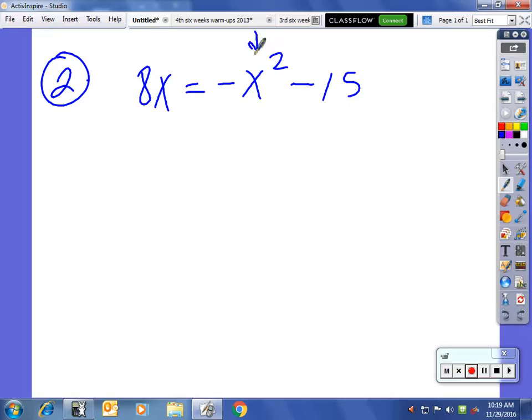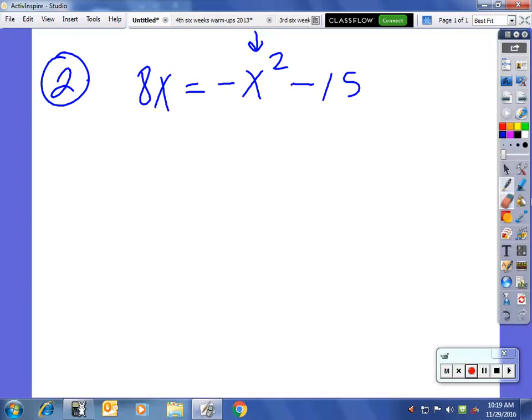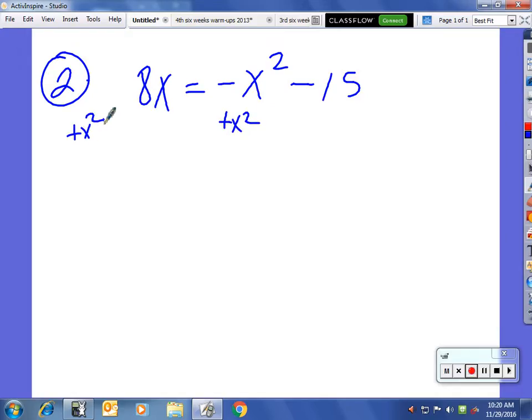Yeah, we want our x squared to have a positive number in front of it. So always look at your x squared. Look at the value of a. If it's negative, then you want to move it, because when you move it to the other side, it's going to become positive. The way you get rid of negative x squared is to add an x squared to both sides. And the way you get rid of a negative 15 is to add a 15 to both sides.